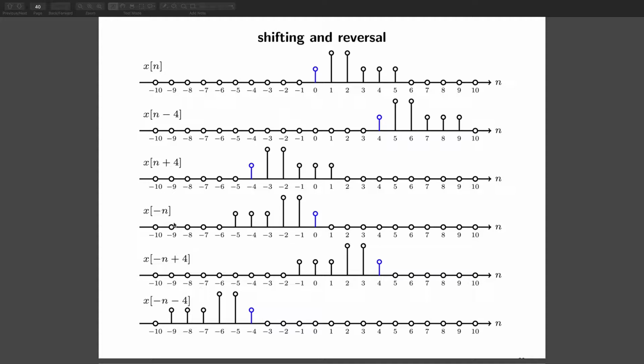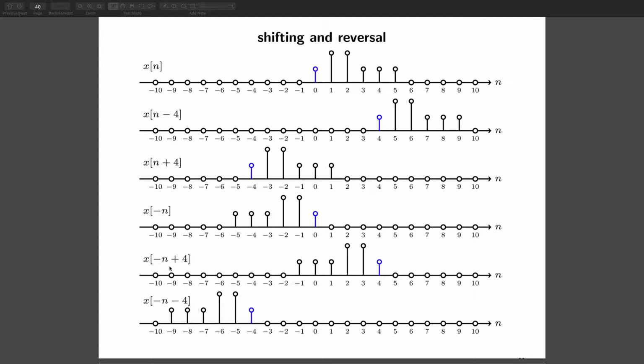A time reversal is where we change the sign on the independent variable. And now you can see that the signal samples that were lined up to the right of the 0 point are now lined up in reverse order to the left of the 0 point. So it's a reflection about time 0.